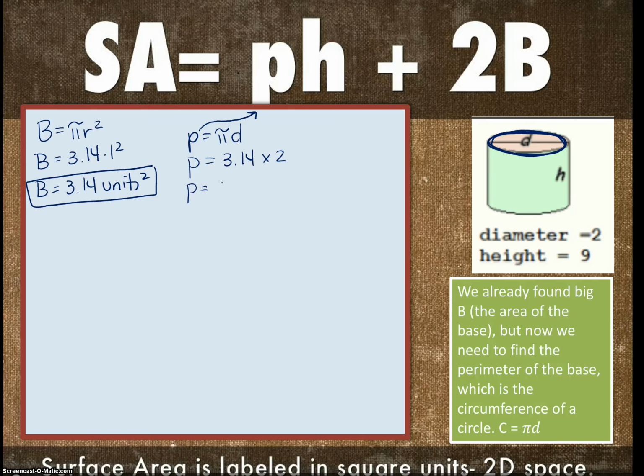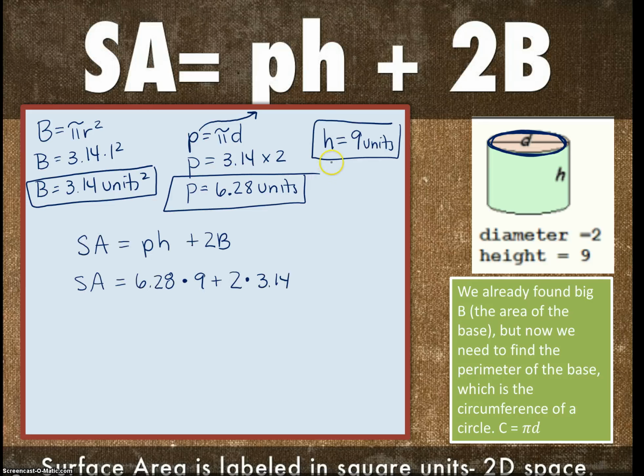And when you calculate that, you get an answer of 6.28. And it's just plain units because it's just the perimeter. So now I want you to pause the video and see if you can substitute in just for the formula. Before I could substitute, I also needed to write down my height. My height is the number that hasn't been used yet, and the height is 9.